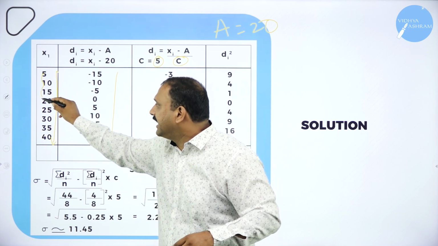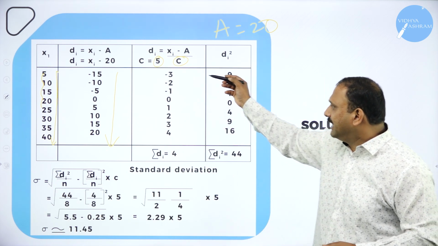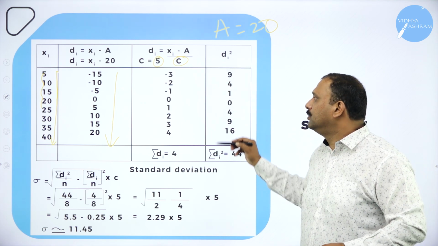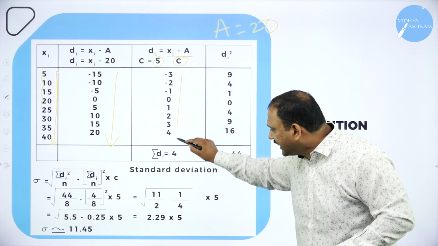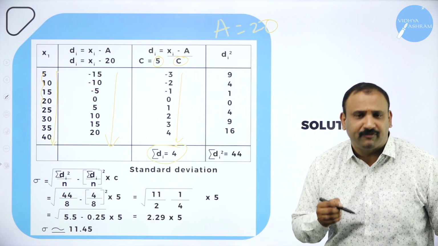Units. So 5 to 10, 10 to 15, 15 to 20, it's a jump of 5 numbers. So automatically, when you take the x value minus the assumed value divided by 5, you will get this column. Do the summation of it. The summation value is 4.